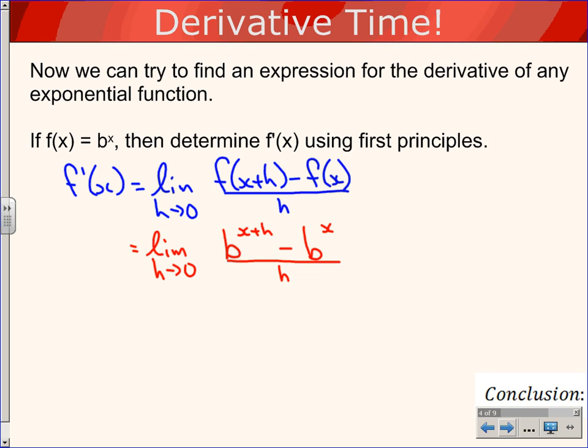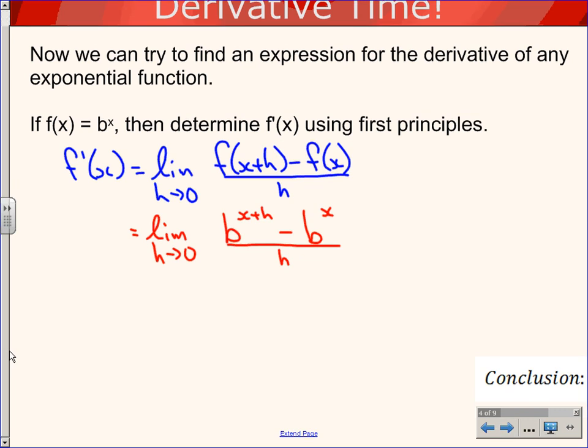Now with limits, the hope is that you would just be able to sub in h as 0. But if we did, you'd get a 0 on the bottom. On the top, x plus h would just become x, so b to the x minus b to the x, which is another 0. So you get 0 over 0, which we said was our indeterminate form. And then we're into trouble. That doesn't mean anything for us. So we need to come up with some way of simplifying this.